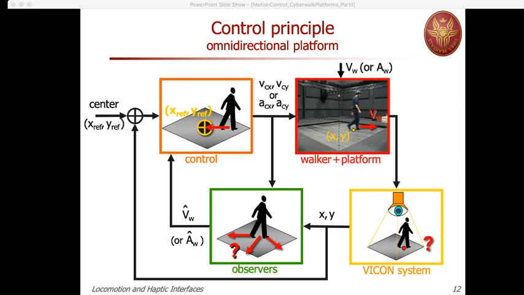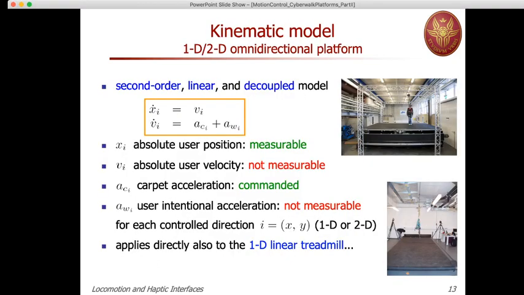So, let's do some modeling, very simple modeling in this case, like we did for the non-aligned platform. But here, the model is quite elementary. It's a second order linear and decoupled model in the two directions, X and Y. In fact, this model can be used in one direction, let's say the X direction, or the X1 direction, or whatever you can call it, so the direction of the treadmill, or in the direction of the chain motion. In any case, why is it a second order system?